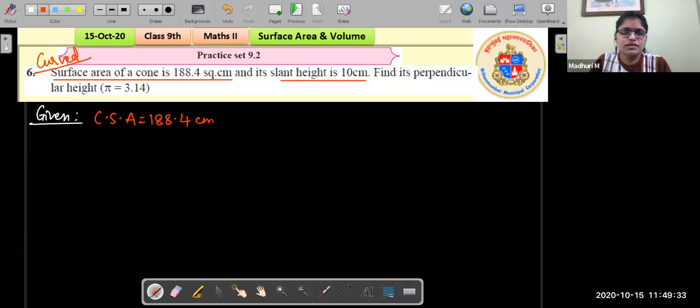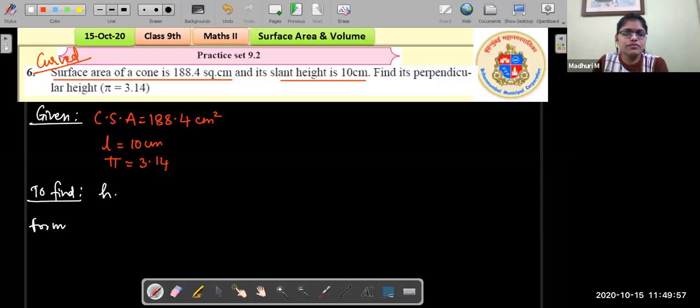188.4 centimeters squared, and slant height is 10 centimeters. We are asked to find the perpendicular height, that is h, and we are given pi, that is 3.14. So what are we asked to find? We are asked to find the perpendicular height, that is h.